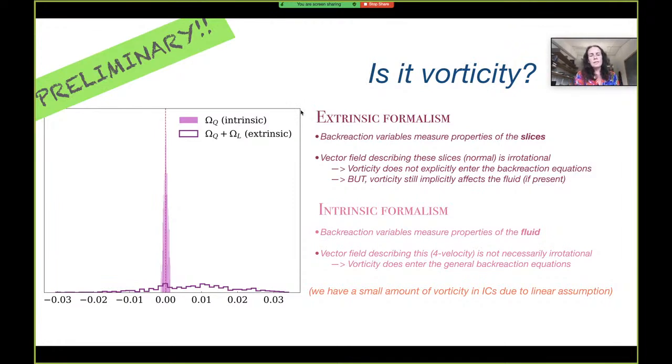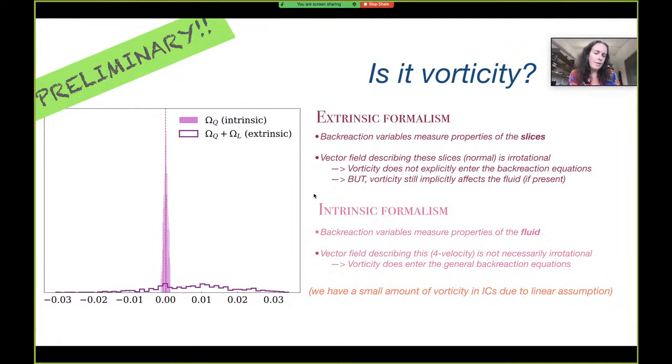But essentially, as I said before, the extrinsic formalism measures properties of the slices themselves rather than the fluid. Therefore, the vector field which describes these slices, or the normal vector, is irrotational by definition. What this means is that the vorticity does not explicitly enter the back reaction equations themselves. However, the vorticity, of course, still does affect the dynamics of the fluid if it's present, which it is in our simulations. I can talk more about this if someone would like to know, but basically we have a small amount of vorticity in our initial conditions due to our assumption of linearity of the perturbations.